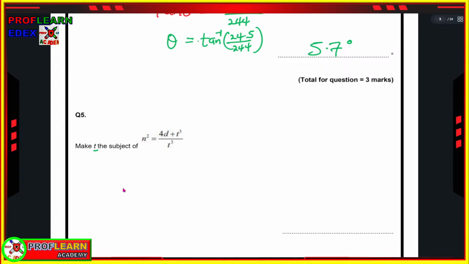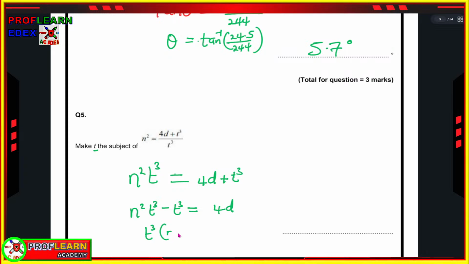Multiply both sides by t cubed, so this becomes n squared t cubed equals 4d plus t cubed. Which means we can put the terms with t on the same side, so we shall have n squared t cubed minus t cubed equals 4d. We factor out t cubed, so we shall have t cubed times n squared minus 1 equals 4d.